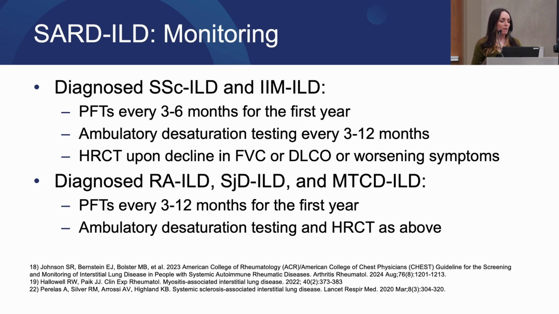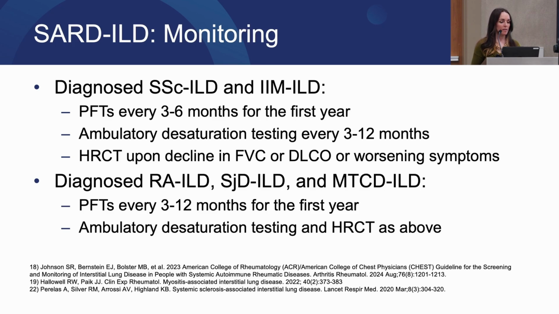And then with high-res CT, you want to reorder that if we are seeing decline in their lung function or they're having worsening symptoms. And those symptoms aren't always dyspnea. Sometimes it's cough, a dry, hacking cough. Sometimes they may try to excuse it as allergies or postnasal drip or something else, and it might be, but oftentimes it is because they're having progression of disease.